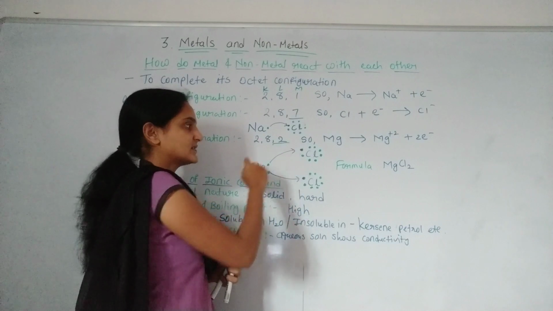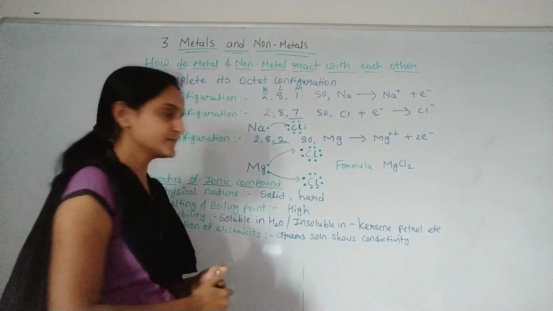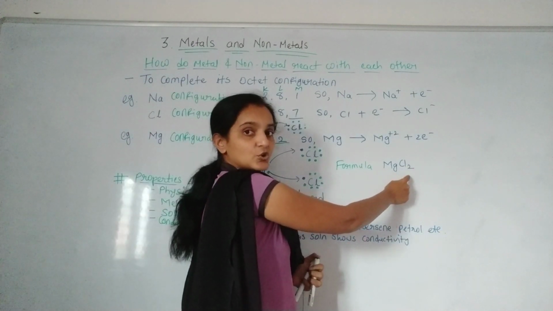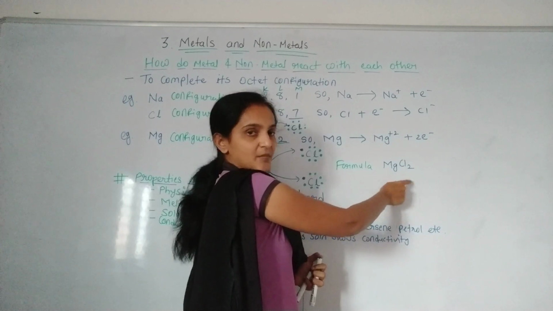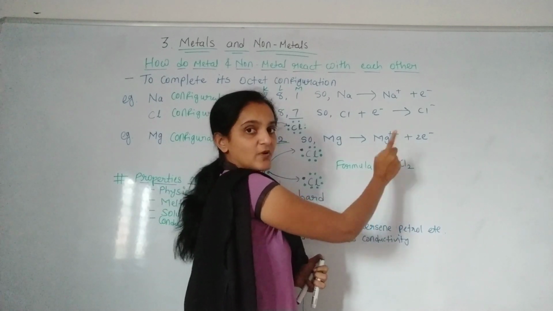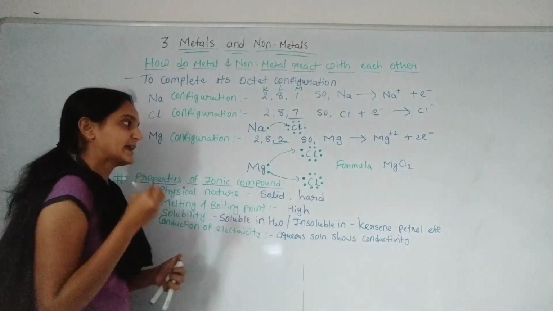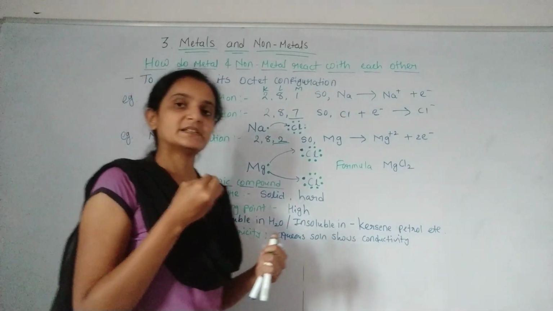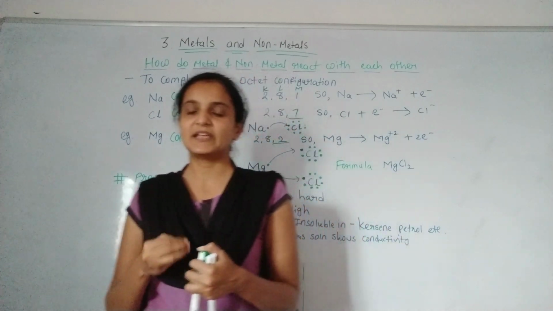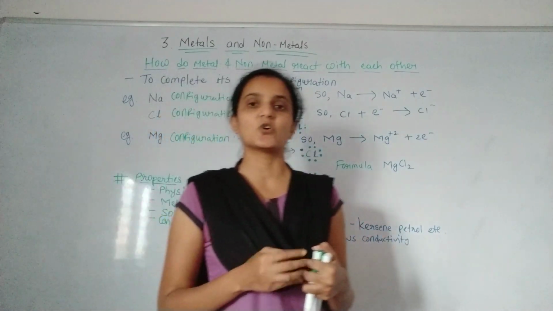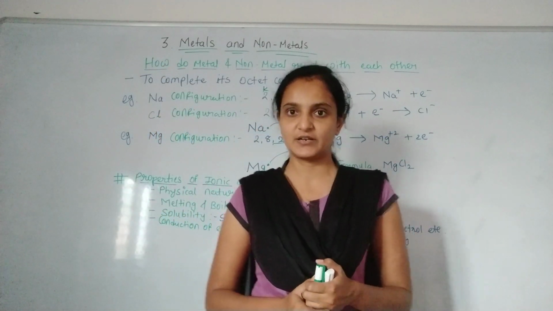So what is the formula of magnesium chloride? It is MgCl2, not only MgCl, but MgCl2. Why? Because Mg donates 2 electrons, right? So in this way, elements, meaning metals and non-metals, react with each other to complete their octet configuration, right?